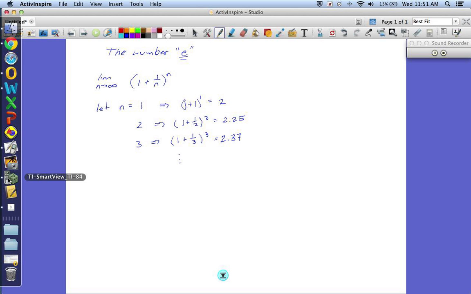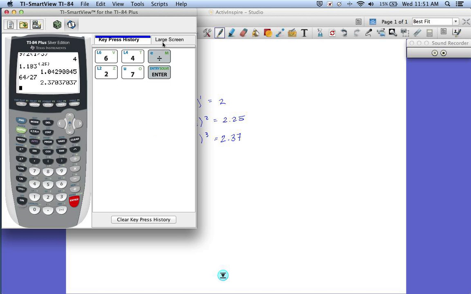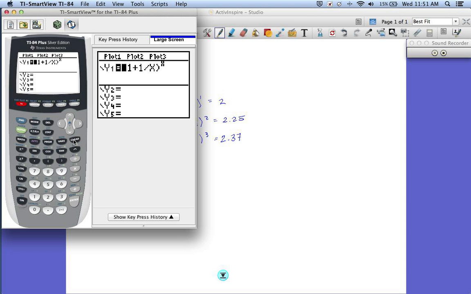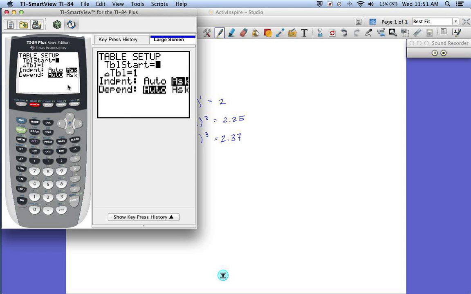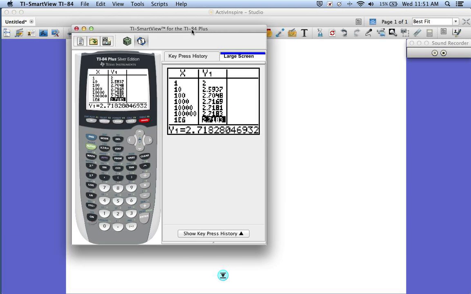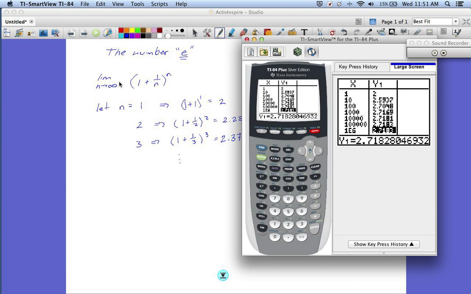Let's look at this a little differently now. Y equals 1 plus 1 over n to the n. I'm going to go to my table setup and make sure I'm on the ask feature, and I am. I'll go to my table itself, and I'm going to plug in different values for x: 1, 10, 100, 1,000. So in other words, as n is approaching infinity, it's getting larger and larger, right? The limit as n approaches infinity. As n increases, what happens to the value of the function?